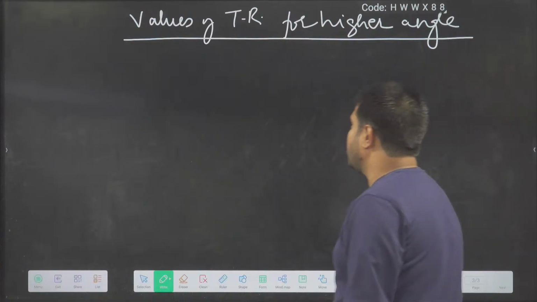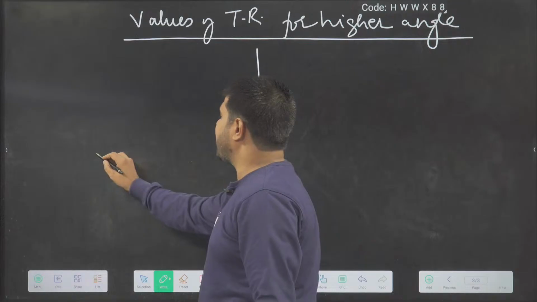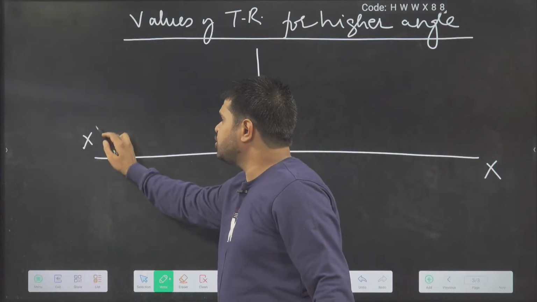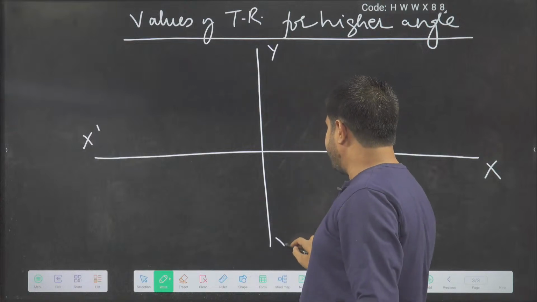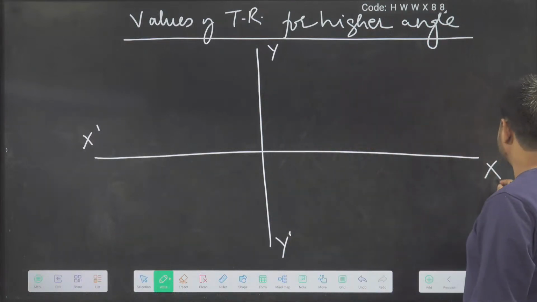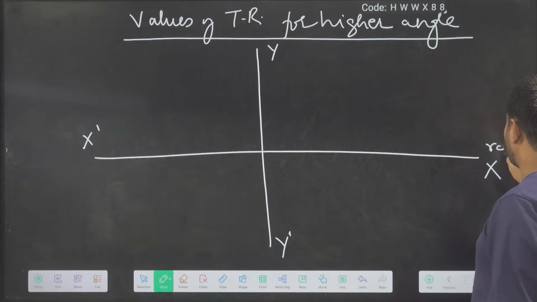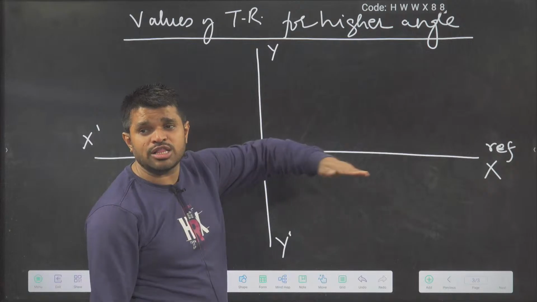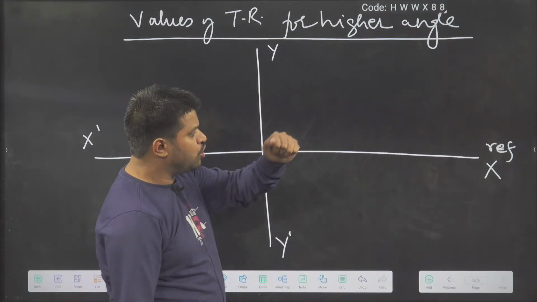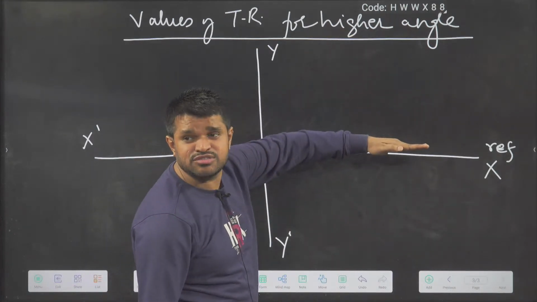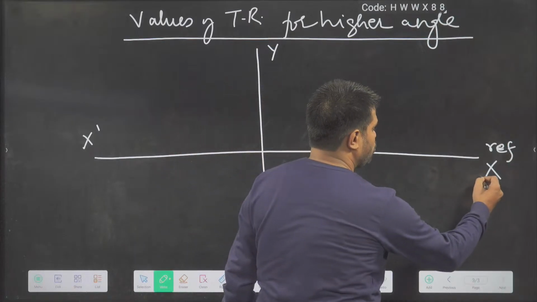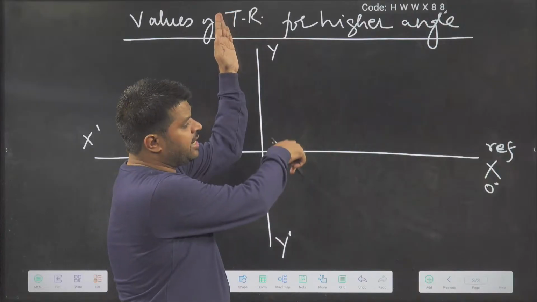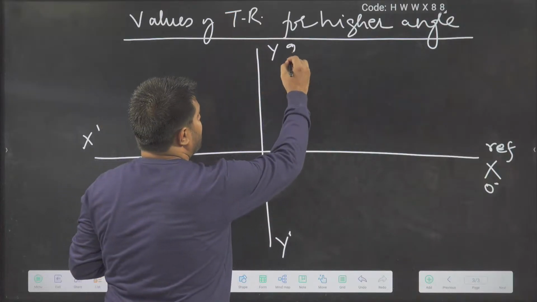So first of all, this is our y-axis. This is our x-axis. X dash, y dash. The x-axis is going to be our reference arm, and I am going to do all the measurement from the x-axis. So the angle of x-axis with x-axis is what? 0 degree. So here you write 0 degree. Now the y-axis makes 90 degree with the x-axis. So here you write 90 degree.